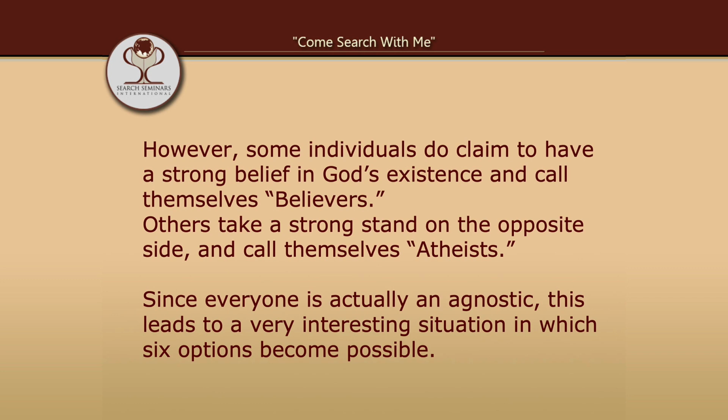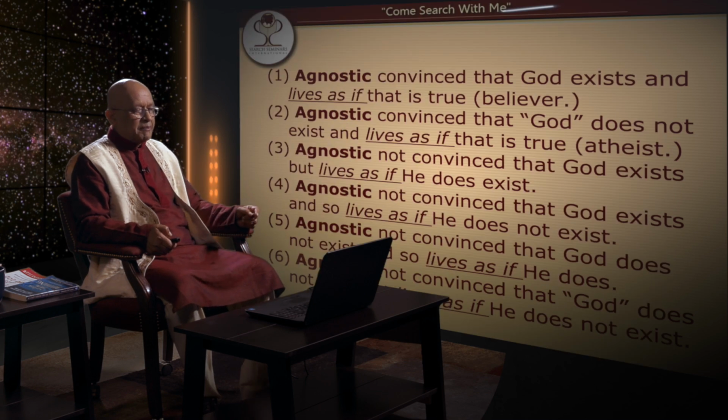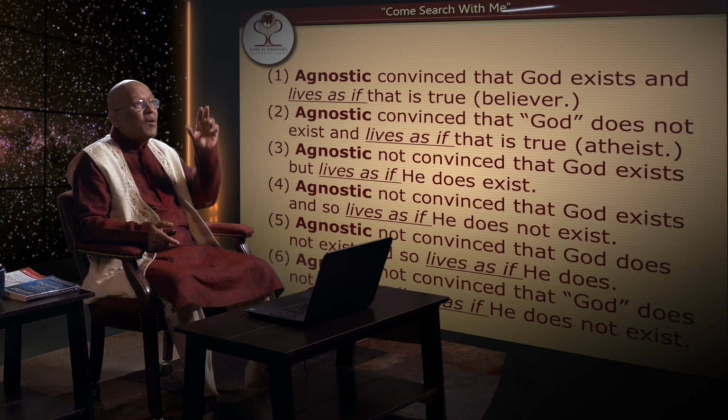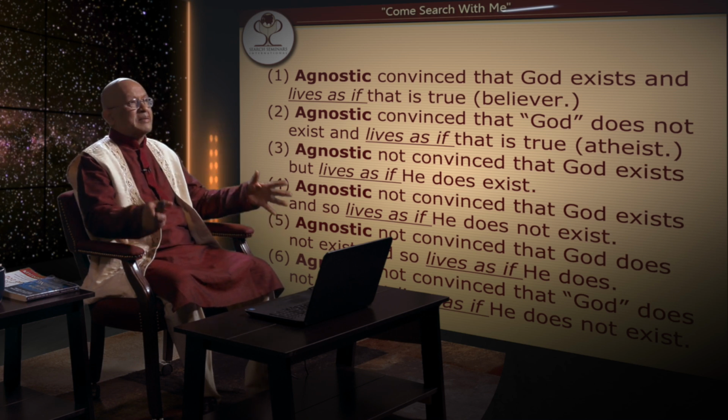However, some people say they are believers and the others say they are atheists. We just said that everyone is an agnostic. So when you put all those together, and all the factors together, we come across a very interesting situation in which there are 6 options. I'm going to put them on the screen and we'll look at them. Did you notice something? 1, 2, 3, 4, 5, 6, all of them are agnostics.